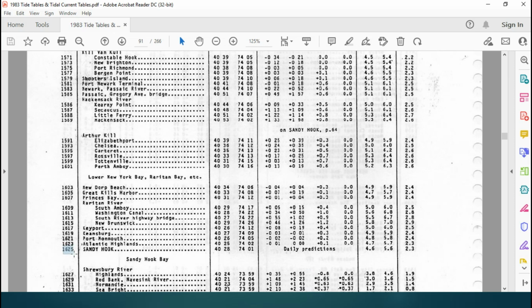Notice Sandy Hook is a primary station, so there are no subordinate corrections here. So we have no corrections for the subordinate station, and Sandy Hook is the primary station starting on page 64. So we'll put that on our scratch paper.